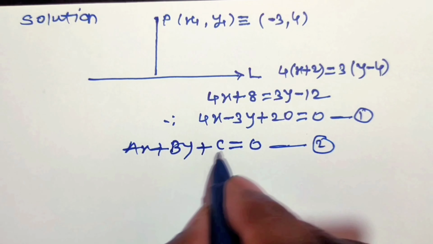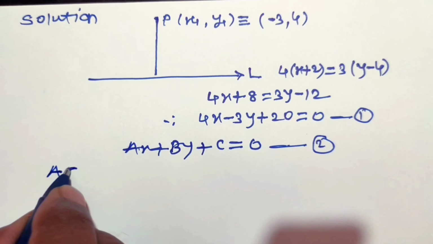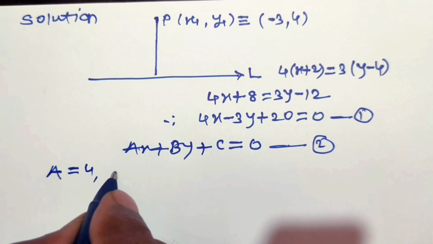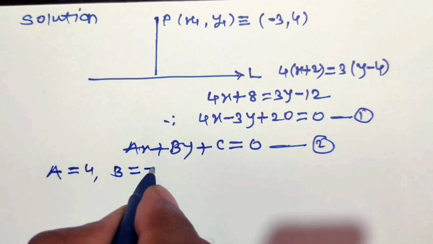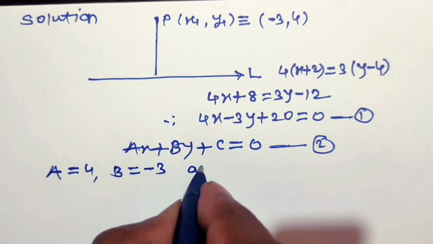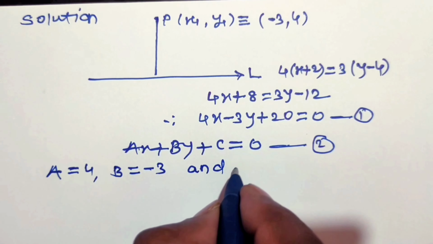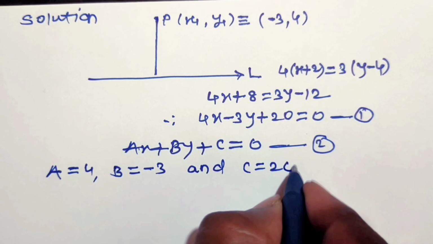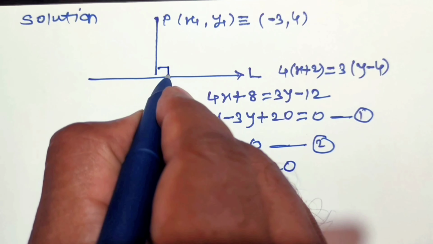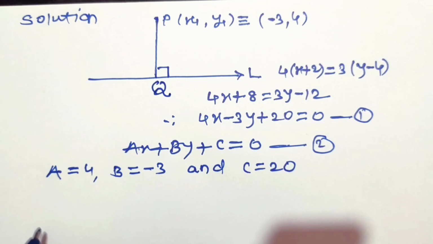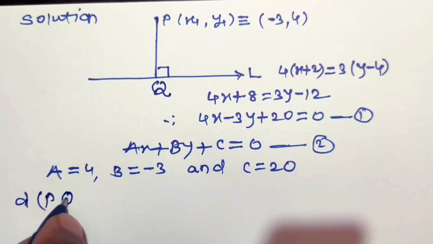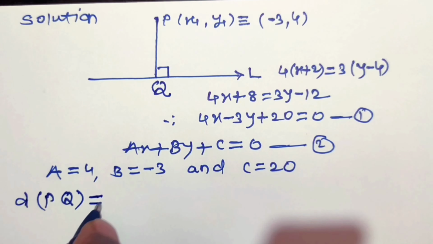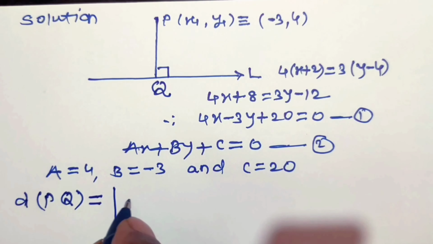Now consider the general equation ax plus by plus c is equal to 0, which is equation number 2. Comparing equation 1 and equation 2, ax is equal to 4x, that gives a is equal to 4. By is equal to minus 3y, that gives b is equal to minus 3, and constant term c is equal to 20. Perpendicular PQ is drawn on straight line L.